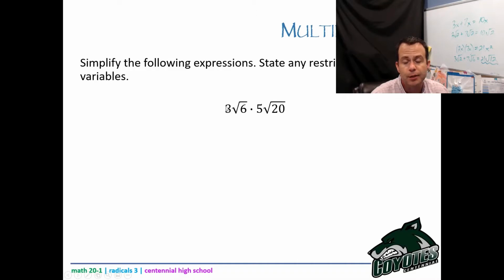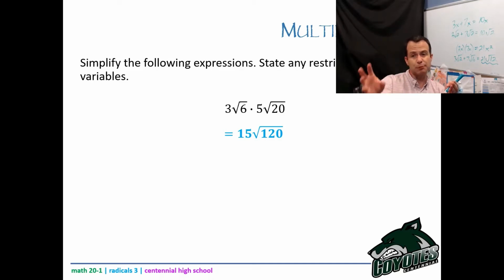I went and said, okay, 3 times 5 is 15, and 6 times 20 is 120. So I have the outside numbers multiplied together. I have the inside numbers multiplied together. 3 times 5 is 15. Root 6 times root 20 is root 120, because 6 times 20 is 120. Okay, now I want to work on simplifying that 120. So I'm thinking, okay, what are my perfect square factors of 120?